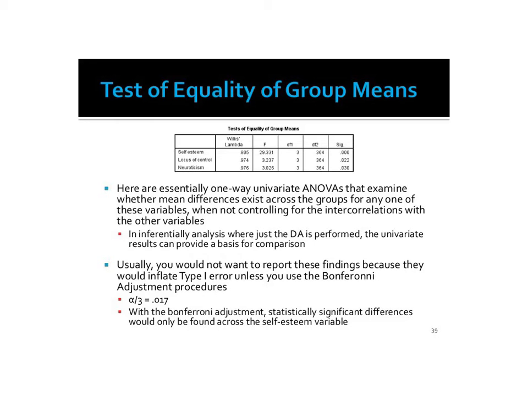You wouldn't typically report these findings because they inflate the type 1 error, just like we described, unless you use a Bonferroni adjustment. If you use a Bonferroni adjustment in this situation, what you've done is divide alpha by 3, which gets me 0.017. Now I have a more strict analysis. Using the Bonferroni adjustment, only self-esteem would be considered statistically significant. Well, that makes sense if we compare the findings that we saw in the first half of this lecture.